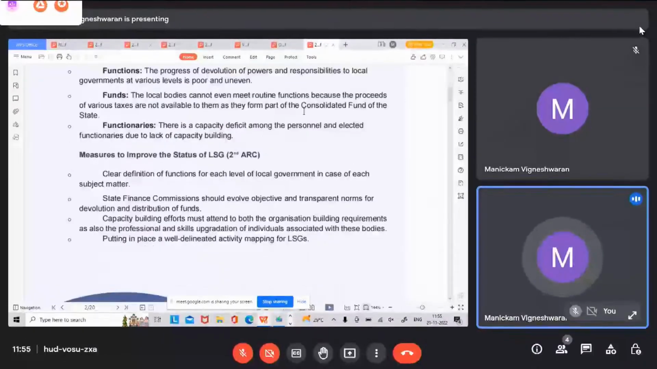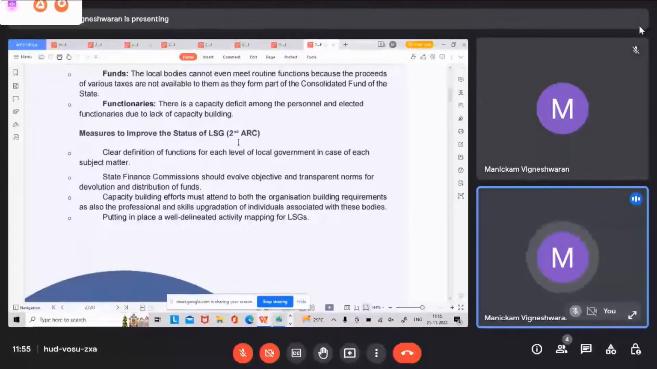Measures to improve the status of local self-government. Veerappa Moily was the chairperson of the Second ARC, which was set up by the Union government in 2008 under UPA-1. The Second ARC gave some recommendations to improve the functions, funds and functionaries of local self-government.